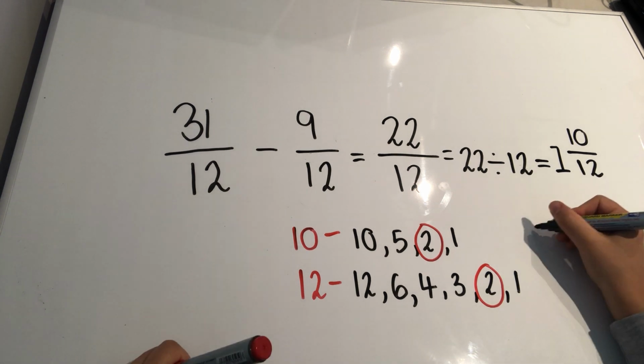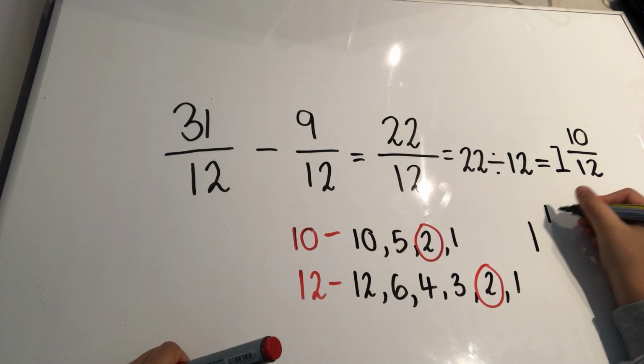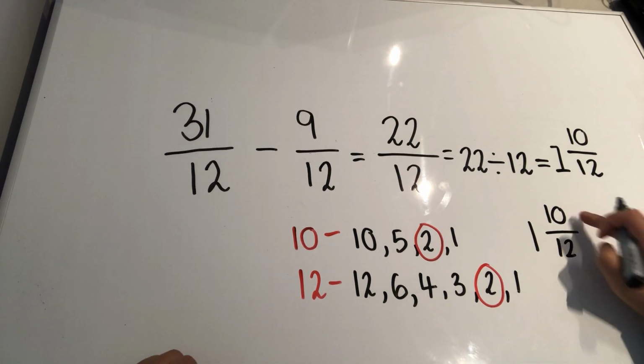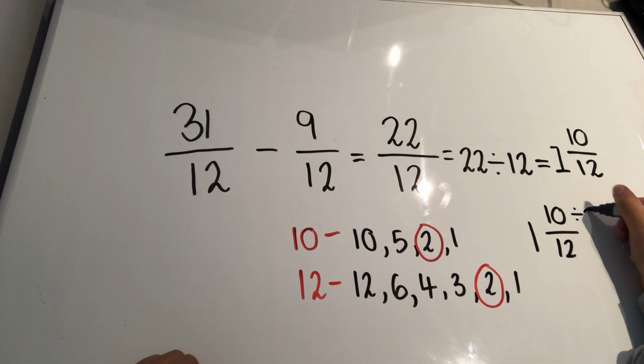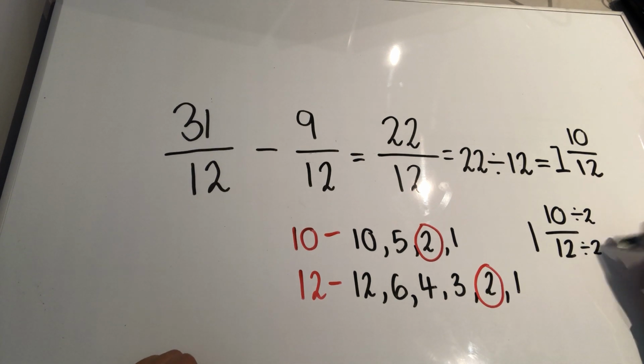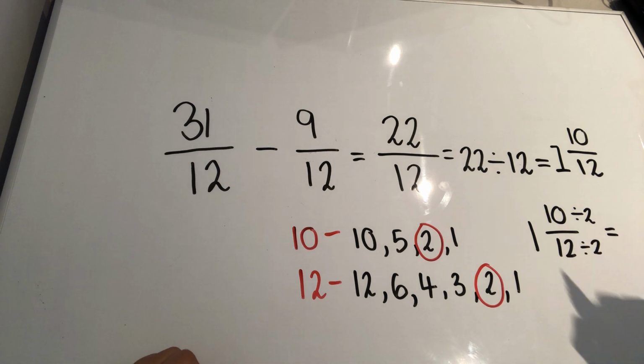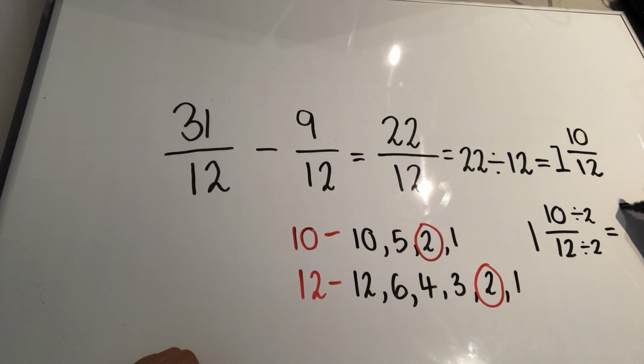So what you do is you have the 1 and 10/12, and you divide both the numerator and denominator by the highest common factor, which is 2. So this is the same as saying, how many 2's go into 10? It's 5. And how many 2's go into 12, which is 6. So our answer in a mixed fraction and in its simplest form is 1 and 5/6.